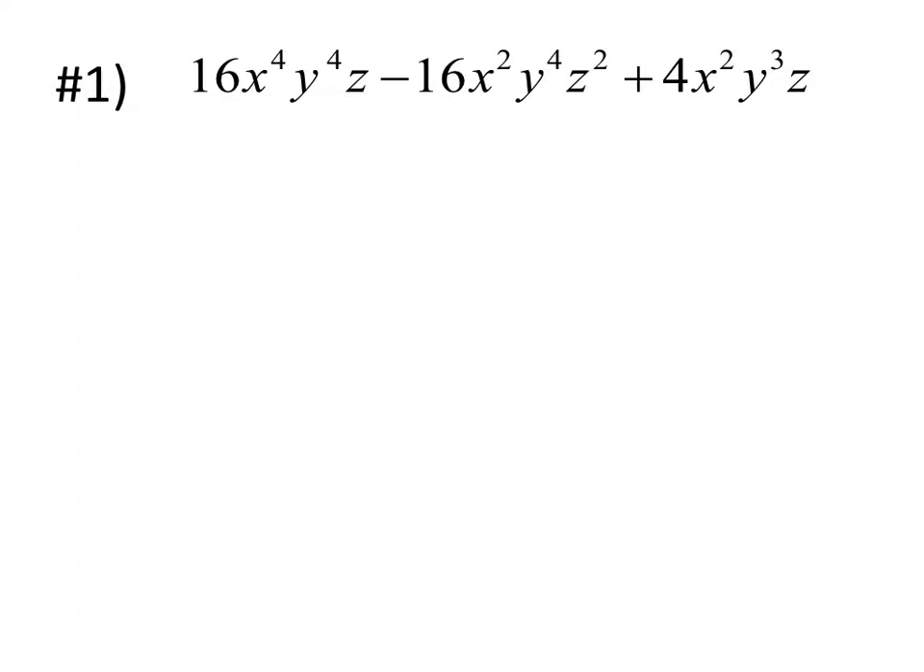Okay, so the first thing you're going to do is look at the coefficients and see what they have in common. So we have 16, negative 16, and 4. So we can pull a 4 out of that, and then we're going to look at our x's. We have 4 x's here, 2 x's here, and 2 x's here. So the highest number that all of them have is 2. And then we're going to look at the y's, 4, 4, and 3. So the highest y is 3.